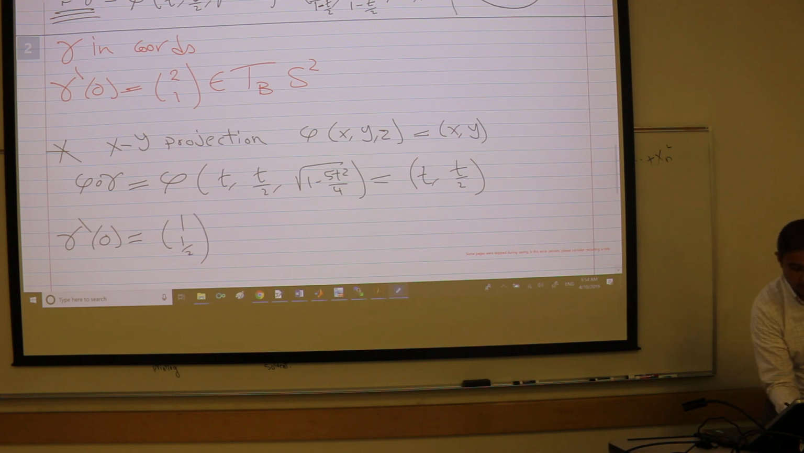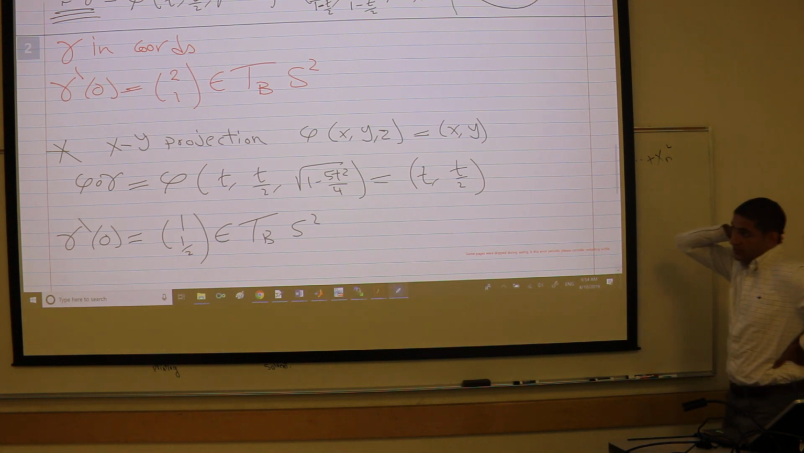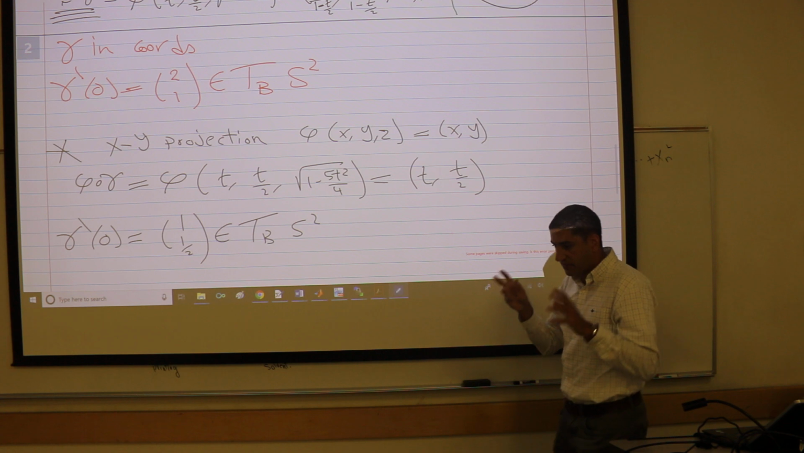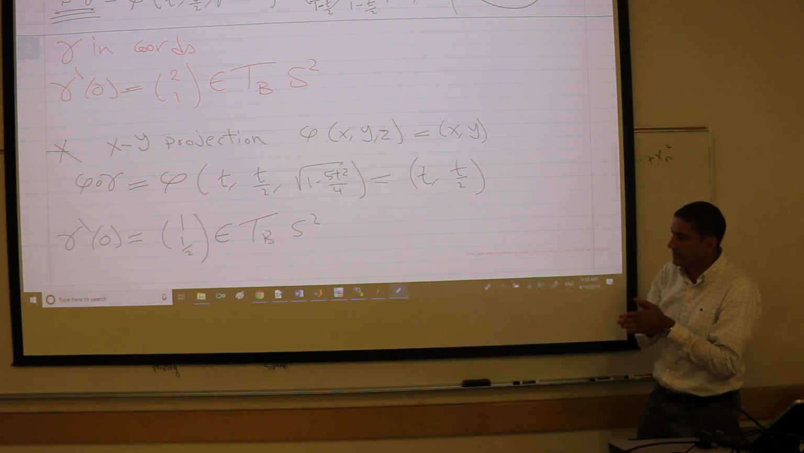Right? Again, this is the same vector in TBS2. And we come now to Nabil's question. So again, I'm trying to stress the philosophy of the differential geometry.